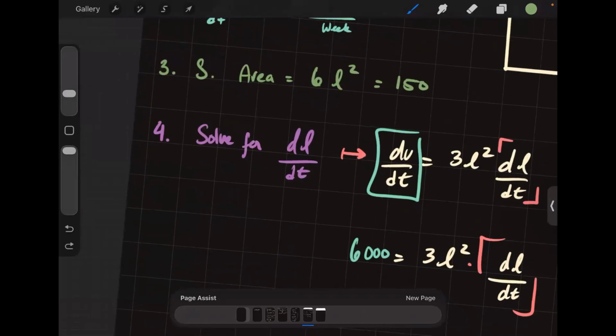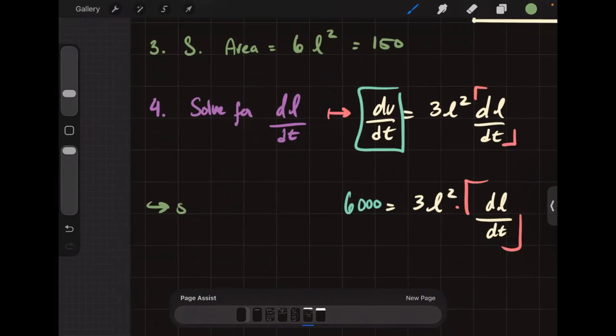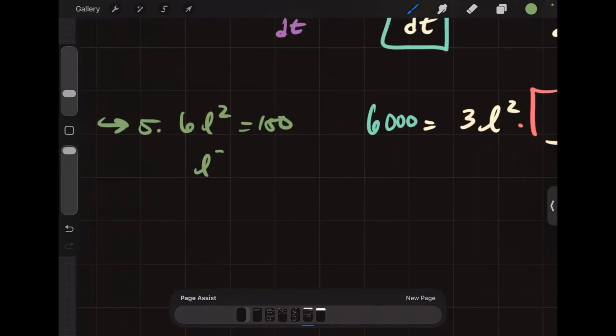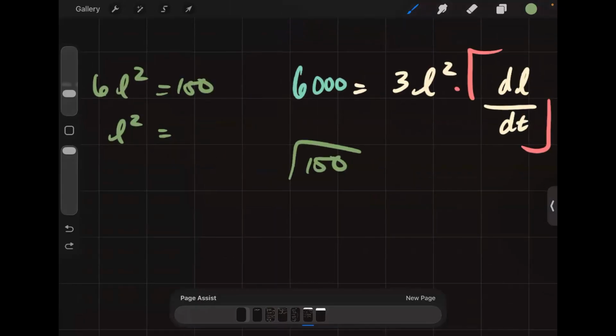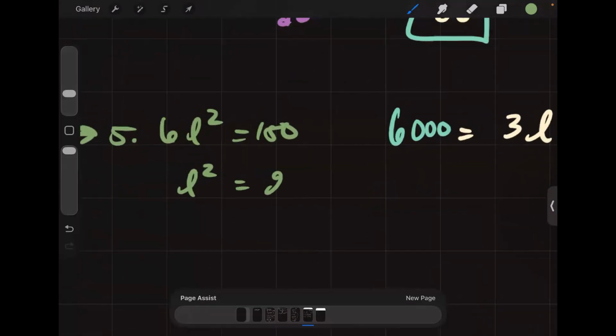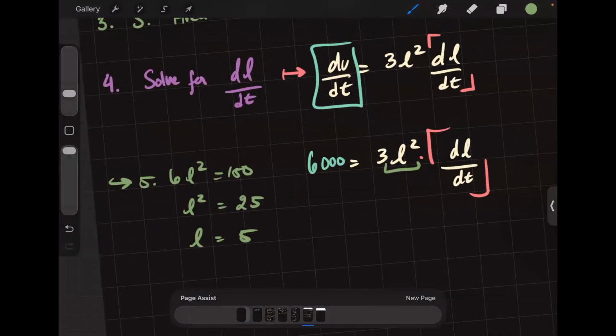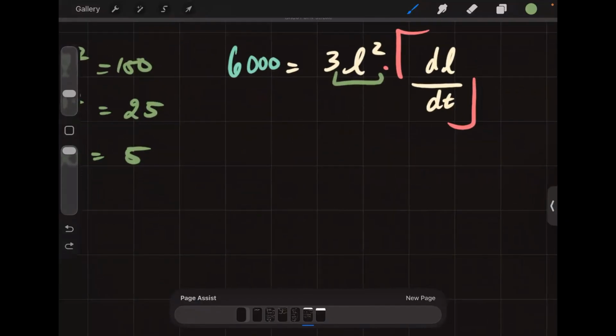You know that 6L squared, call this step 5, 6L squared is equal to 150, which means L squared is equal to 150 over 6, which is the same as 150 over 3 and 150 over 2. So I'm going to divide by 2 first. That gives me 75. 75 over 3 is 25, which gives L is equal to 5. You want to use the positive value here. So you know what L is. Technically you could just plug that back in.